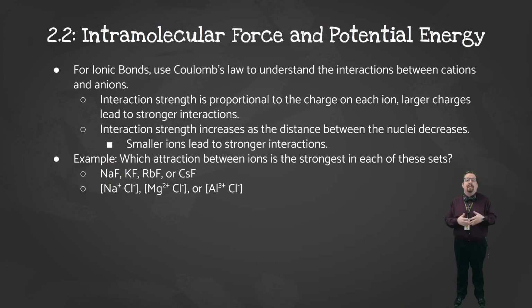Generally, the charge tends to outrank the size when it comes to comparing these interactions. So, like we said, according to Coulomb's law, the larger charges will have stronger interactions. Therefore, the interaction between a 3 positive aluminum and a 1 negative chlorine would be significantly stronger than that of a 2 positive magnesium or a 1 positive sodium.